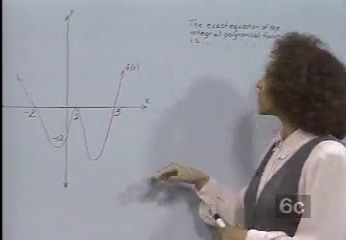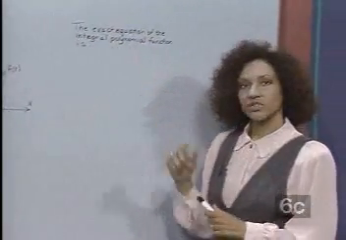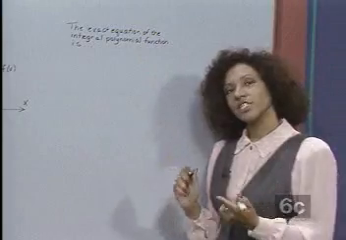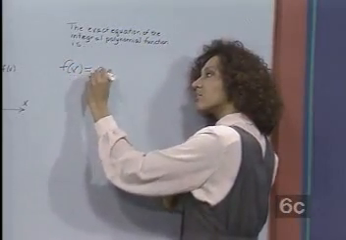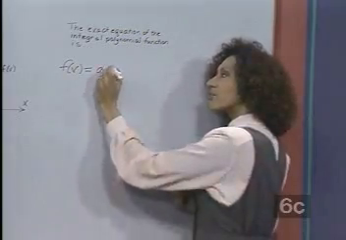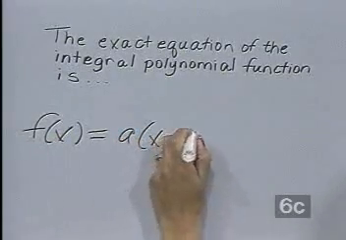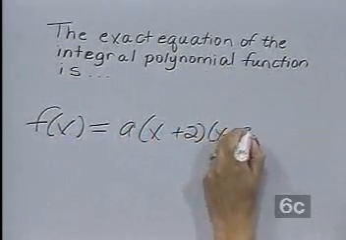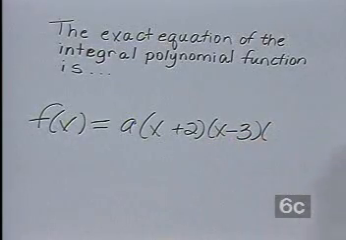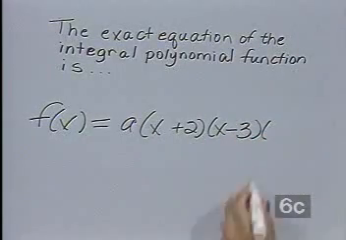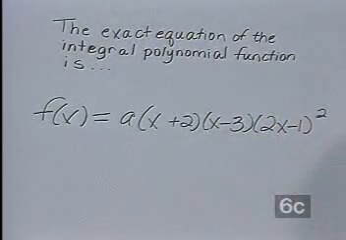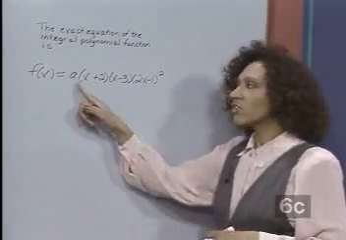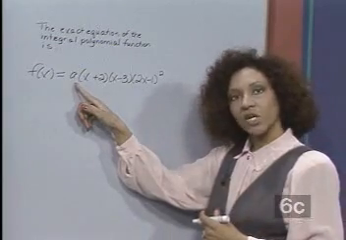If we were asked to find the exact equation for the integral polynomial function, what we would need to do is write f(x) is equal to a, some constant factor, multiplied by our factors, (x plus 2), (x minus 3), and rather than writing (x minus 1/2) squared, I'm going to write (2x minus 1) squared so that I don't have to deal with the fractions. Now, we want to find a unique function. We need to find the value of a.